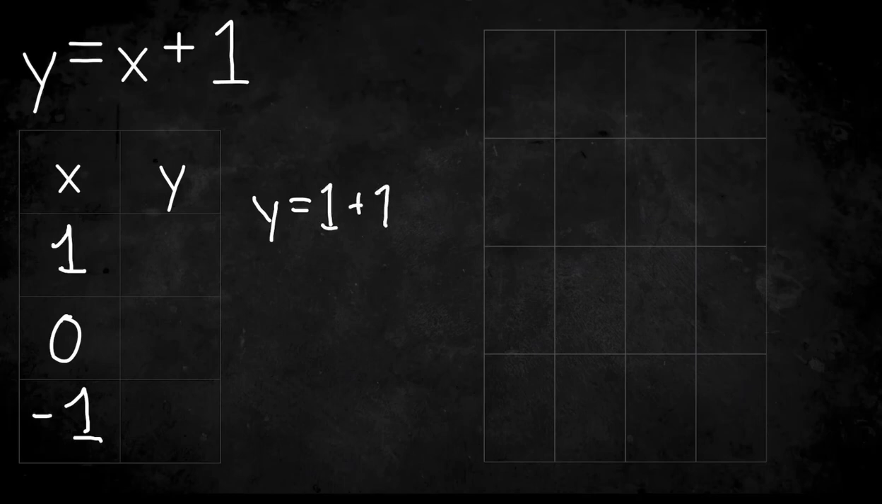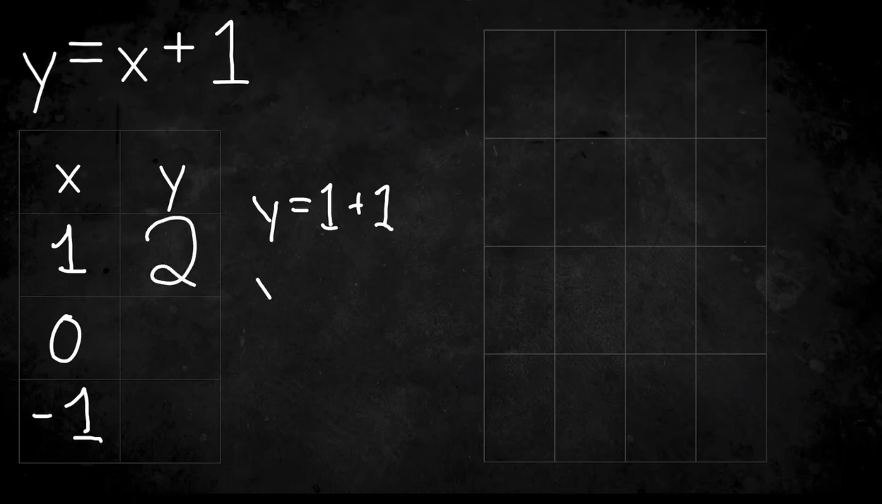Let's do another problem. Here we have y equals x plus 1. Same steps here, we're going to have a table. And in this case again, the easiest numbers are 1, 0, and -1. Now we're going to solve for what y would be when x equals those numbers. So we have y equals, in this case x would be 1, so 1 plus 1. That's easy. 1 plus 1 is 2.